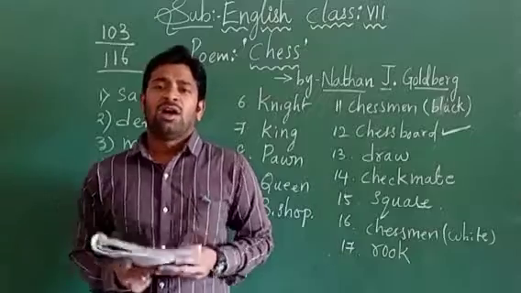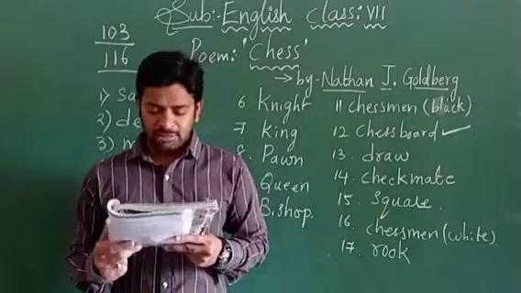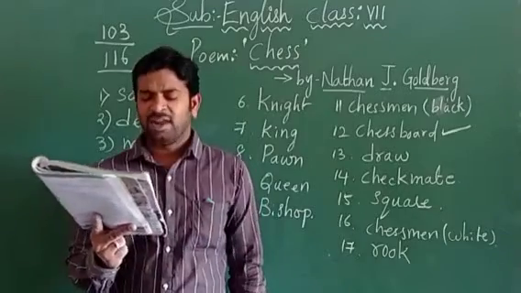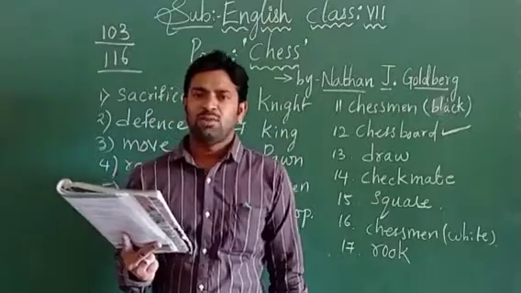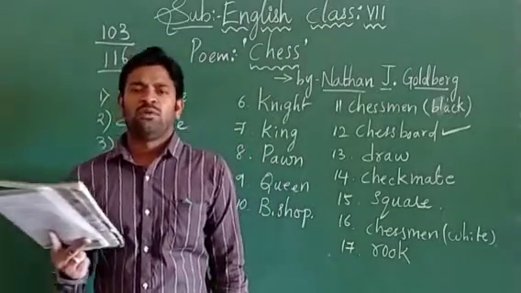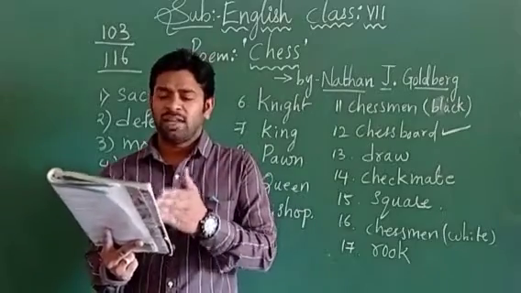That means the poet is sharing his own opinion. He is thinking that chess is a peaceful game. Nobody gets hurt when it ends. So after playing the chess game, whether the person wins or loses, no one is going to get hurt. So this is the poem about chess, children.